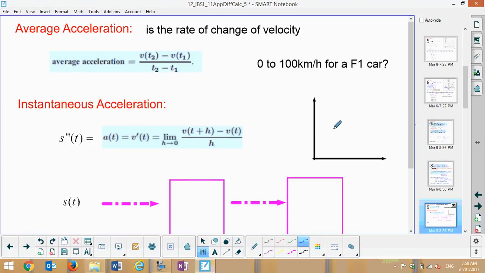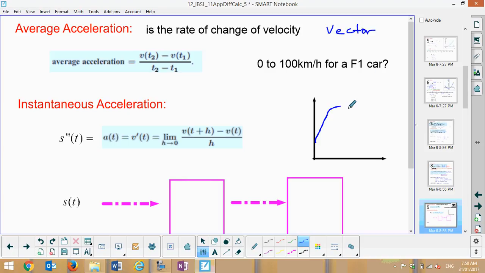So average acceleration, this is the change of velocity. Again, we're looking at that average. Because velocity is a vector, acceleration is going to be a vector as well. So it's like a general concept.